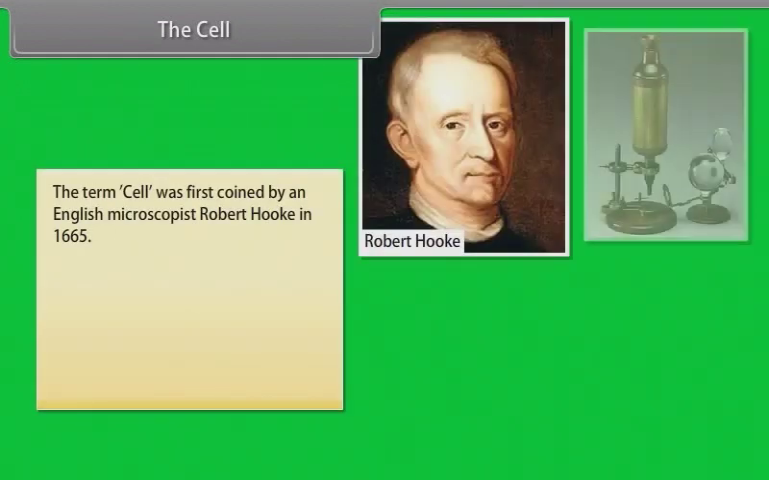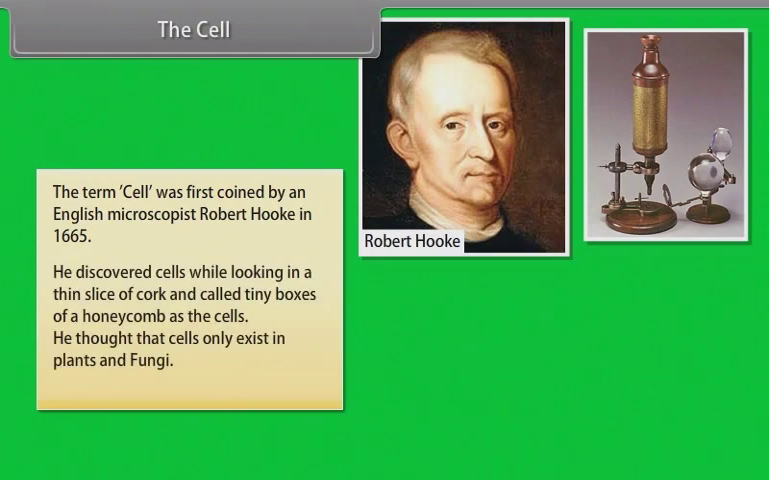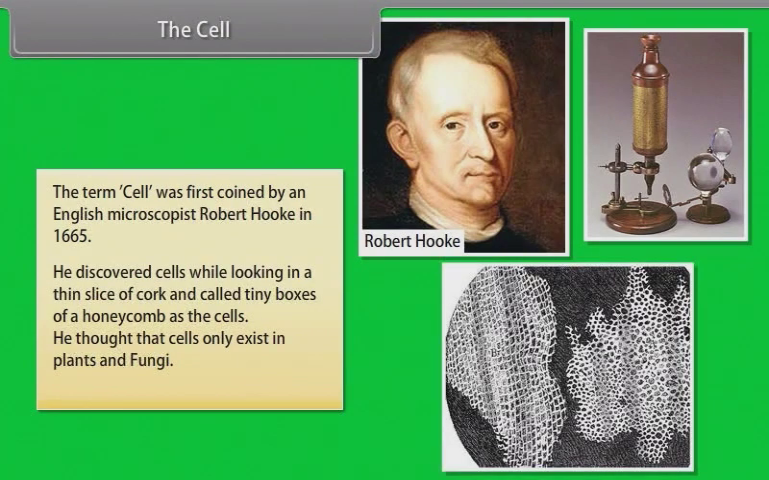The term cell was first coined by an English microscopist Robert Hooke in 1665. He discovered cells while looking in a thin slice of cork and called tiny boxes of a honeycomb as the cells. He thought that cells only exist in plants and fungi.